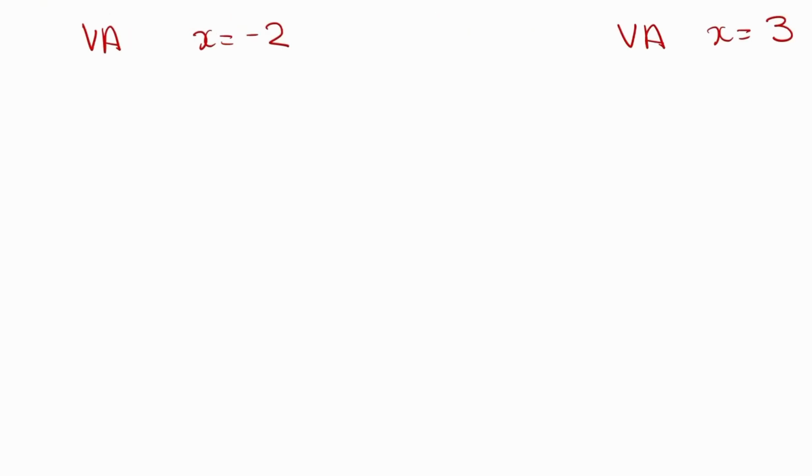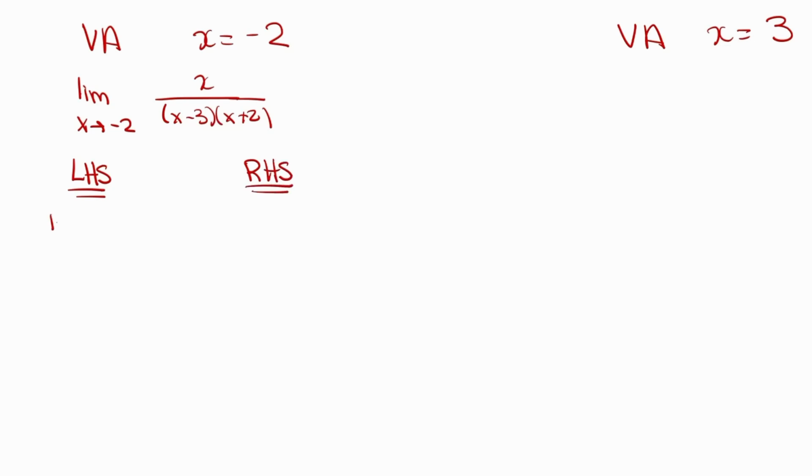So let's start with the vertical asymptote where x equals negative 2. So the limit as x approaches -2 is going to be x over our factored out form, x minus 3, x plus 2. So now let's look at this as it approaches from the left-hand side and from the right-hand side.